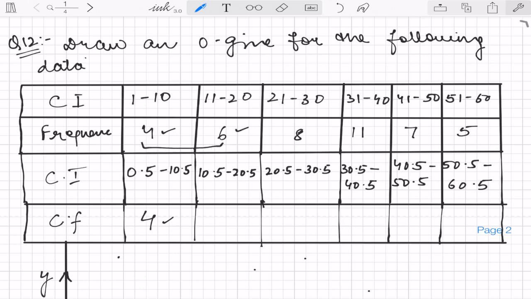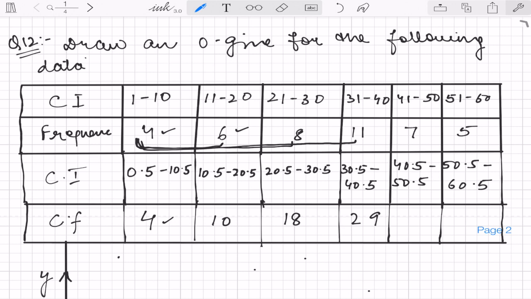So 6 plus 4 is 10. Similarly, the next cumulative frequency is 6 plus 8 plus 4. So that is 18. Then similarly, 11 was the next frequency. So the next cumulative frequency will be by adding all the previous frequencies. So 11 plus 8 plus 6 plus 4. So that is 29.